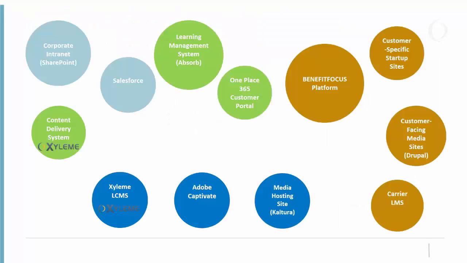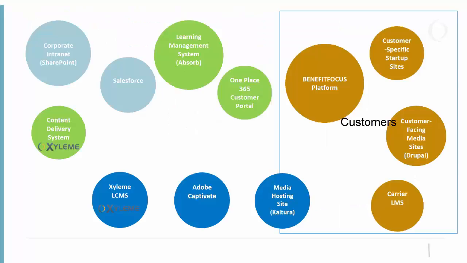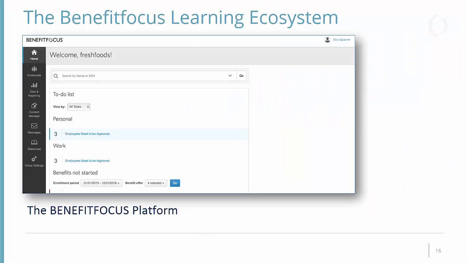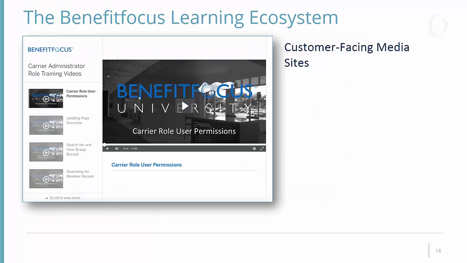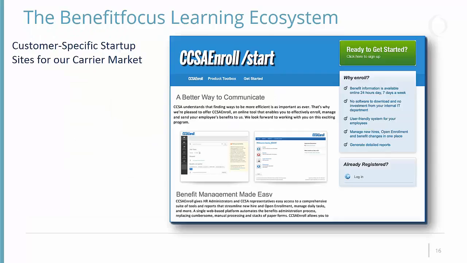These brown or orange bubbles represent systems that are primarily touch points for our customers, which would be the Benefitfocus platform, as well as customer-specific startup and media sites, which are built on Drupal. And then also we interact with carrier learning management systems.